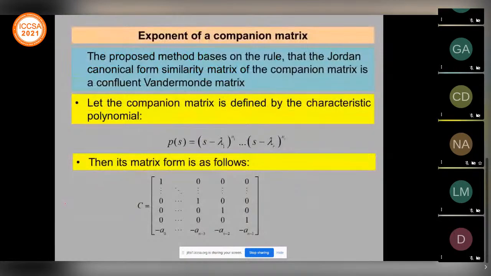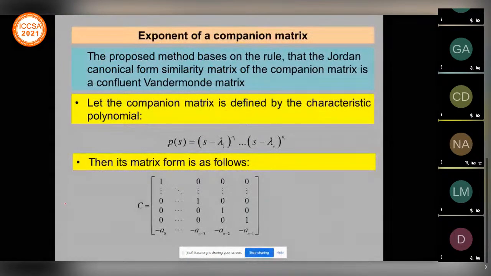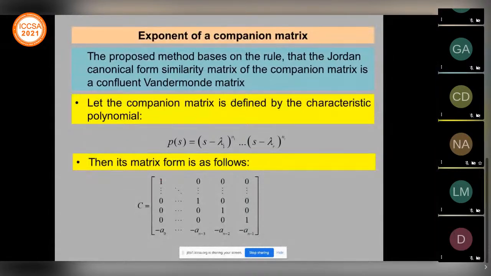The confluent van der Monde matrix is just the main tool in my article. The proposed method is based on the fact that the Jordan canonical form similarity matrix of a companion matrix is just a confluent van der Monde matrix. It may sound a little sophisticated, but it will become clear from the example during the presentation.